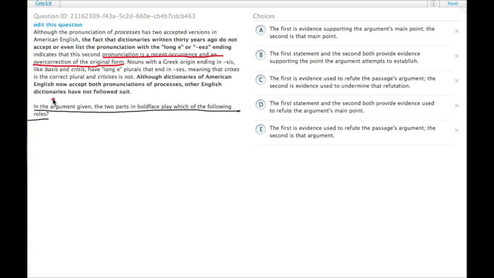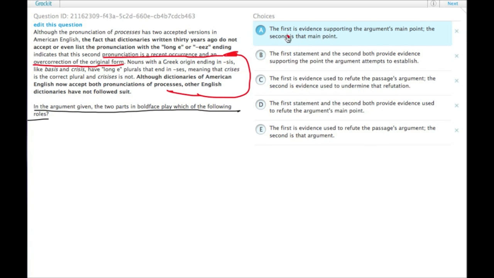other English dictionaries have not followed suit. So this is additional evidence that it's not a widespread thing to pronounce it processes or processes. So the second one looks like it's also some kind of evidence. Anyway, let's look for that in the answer choices then.